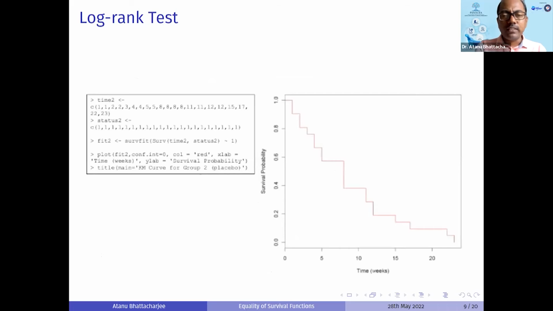Now, how to make that curve? I'm just giving some R code. If you are interested, you can look at that. It's free software. You can download it and install it.